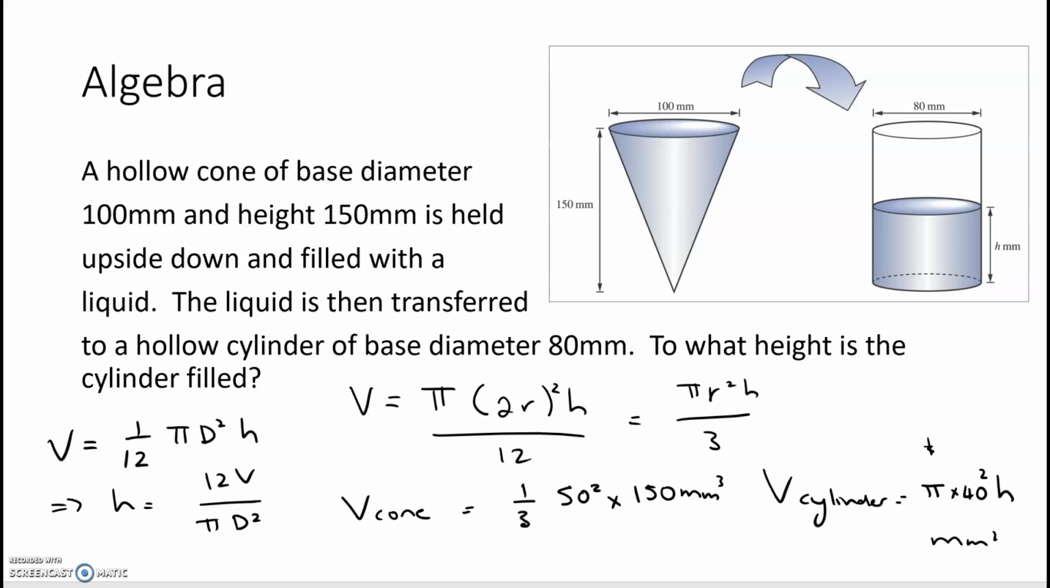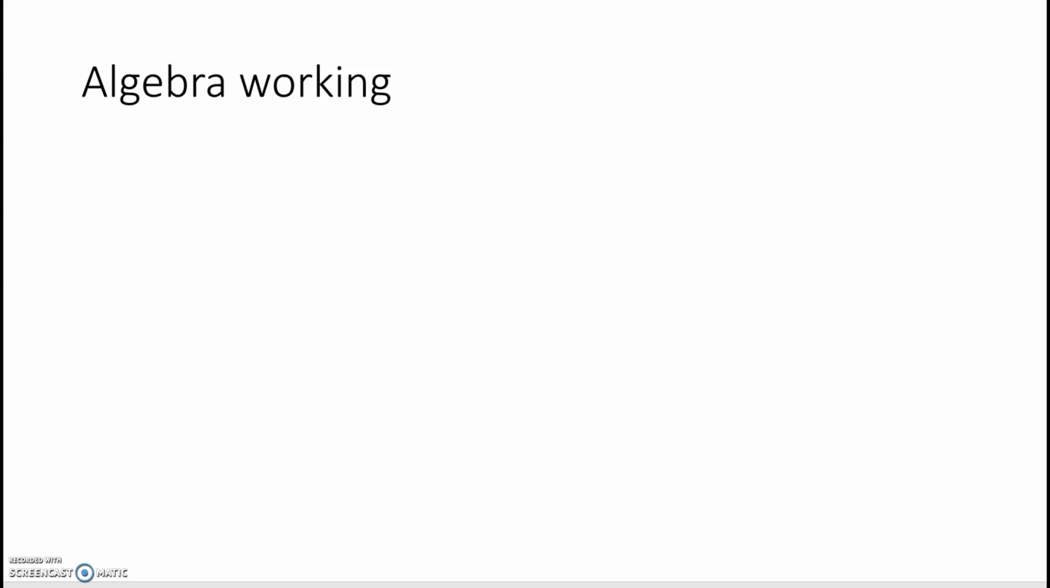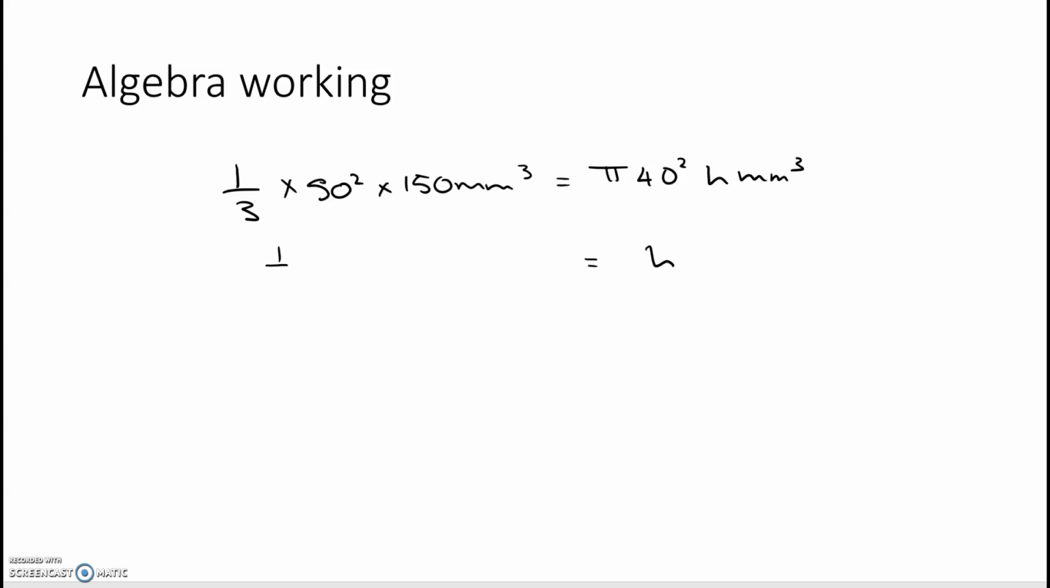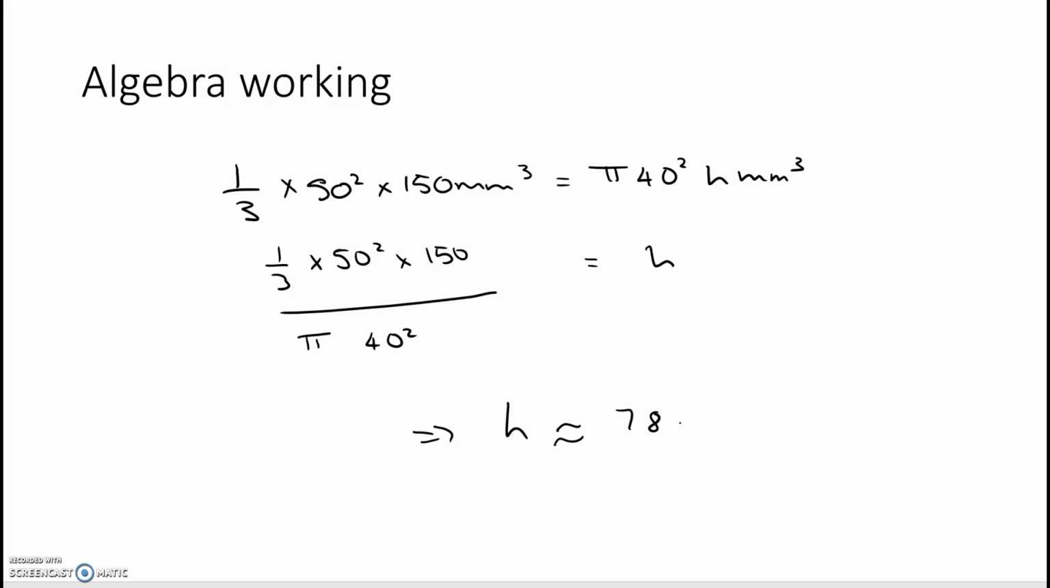So what we've got is that 1/3 of 50 squared times 150 has got to be equal to, rearranging those, we get that h is equal to 1/3 times 50 squared times 150 over pi times 40 squared. Do it in one calculation and you get that h is approximately 78.125 millimeters.